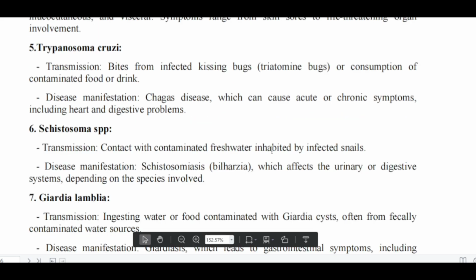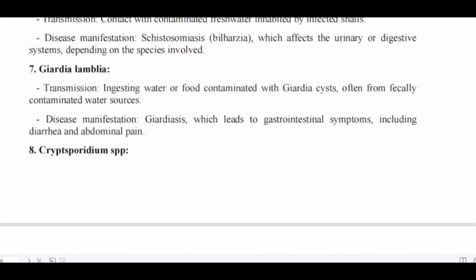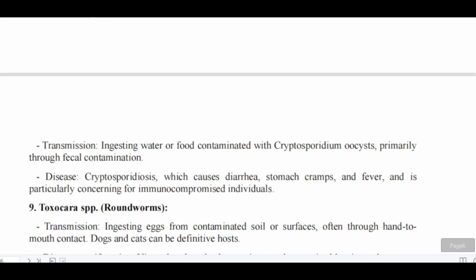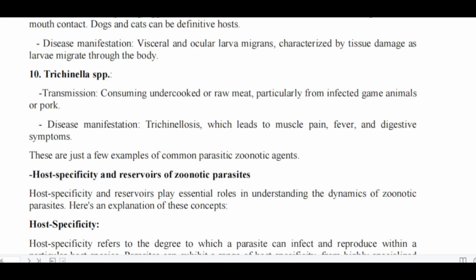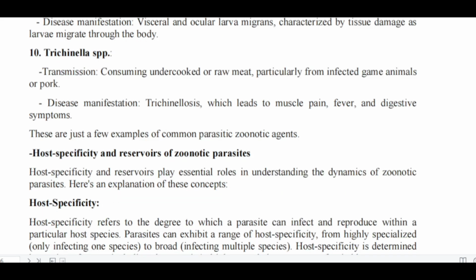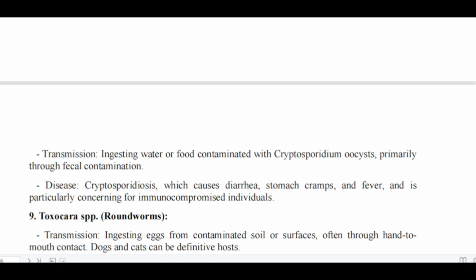So you now see you have Trypanosoma cruzi, you have schistosomiasis, you have Giardia lamblia, you have Cryptosporidium species, you have Toxocara, you have Trichinella species. All these are parasites.